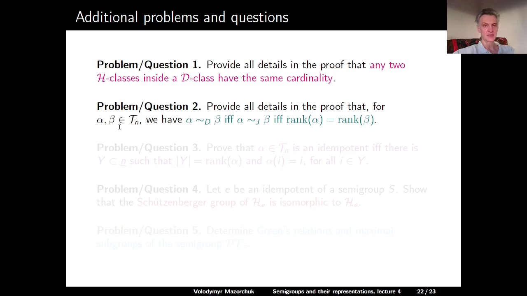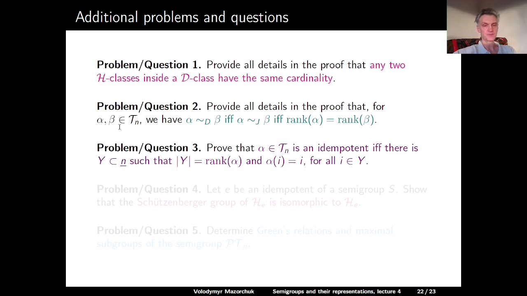Provide all details in the proof that, for elements alpha and beta in T_n, alpha is D equivalent to beta if and only if alpha is J equivalent to beta, if and only if the rank of alpha is equal to the rank of beta. Problem question 3. Prove that alpha in T_n is an idempotent if and only if there is a subset Y of n underlined such that the cardinality of Y is equal to the rank of alpha and alpha of i is equal to i for any i in Y.